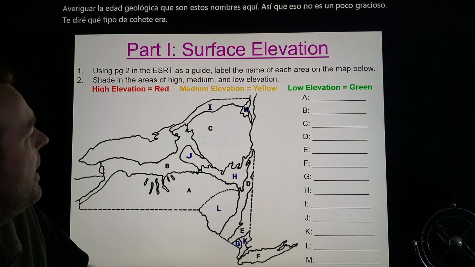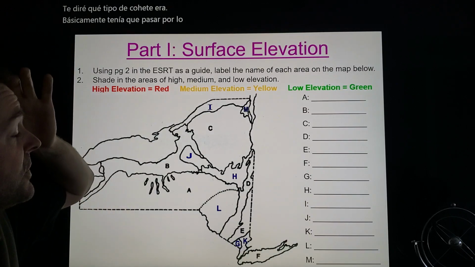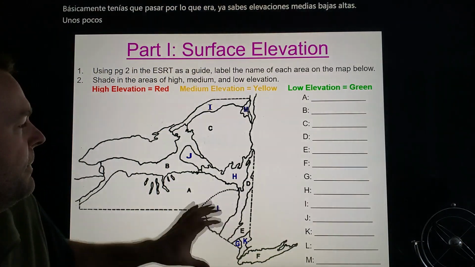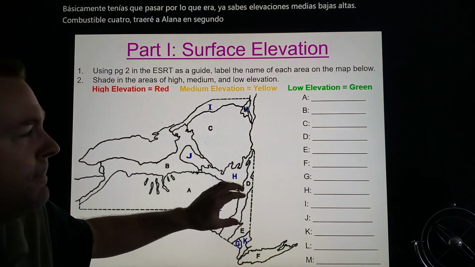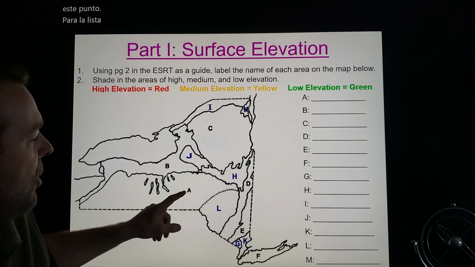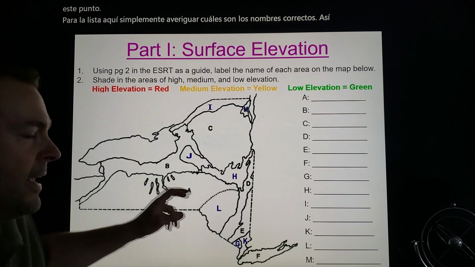Part one on the lab, basically you had to go through what was high, middle, low elevations and shade them in. I had done a few of them for you, and I'll bring up the lab in a second, but this should be all colored in at this point. For the list here, you're simply figuring out what these names are, right? So A, for example, right in here, that's your Allegheny Plateau.